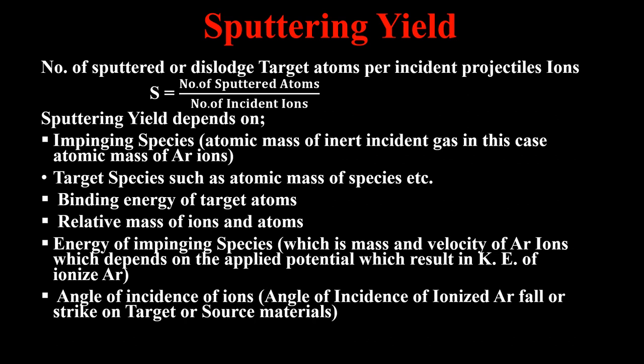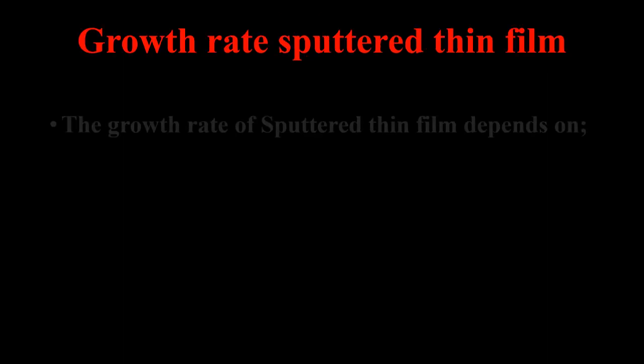The angle of incidence of the ion is also very important. We will discuss in a later slide how the angle of incidence results in an increase in the sputter yield. But dear students, you have to understand that different angles of incidence of the ion have a different impact on the evaporation of the source material, so it is also a key parameter in sputter yield.